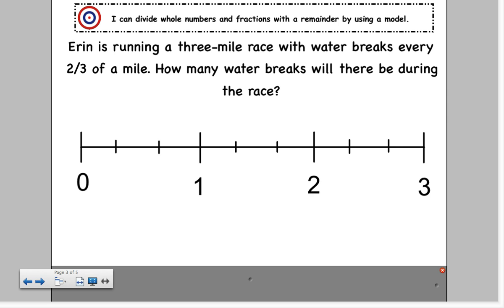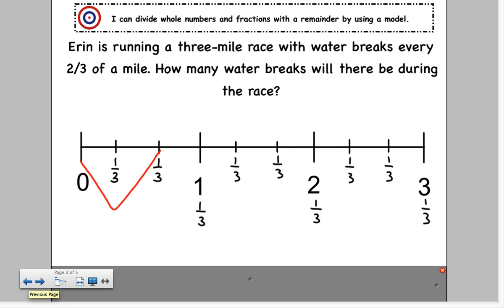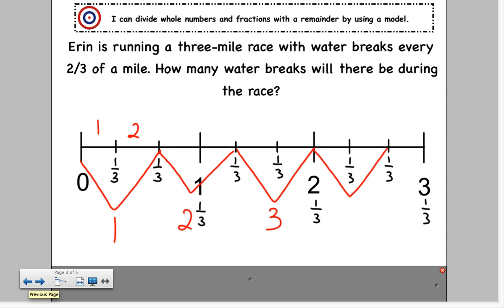And I need to find out how many 2/3 groups there are, so that every 2/3 Aaron gets to stop and have a water break. And so what I'm going to do is label my number line with thirds. The reason that I'm labeling it with thirds is so that it's easier for me to make groups of 2/3. So let's see what we end up with here. I can see that this is a group of 2/3. I've got 1/3 and 2/3, so that makes a whole group of 2/3. Here is another group of 2/3. Here is a third group of 2/3. Again, I'm making groups of 2/3. And then here is another group. There's 4 groups. You can see I've got 4 whole groups of 2/3 so far in my 3-mile number line.